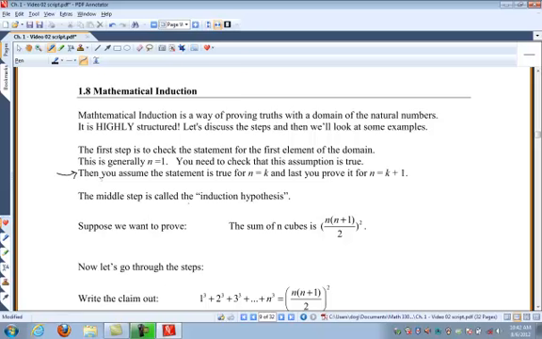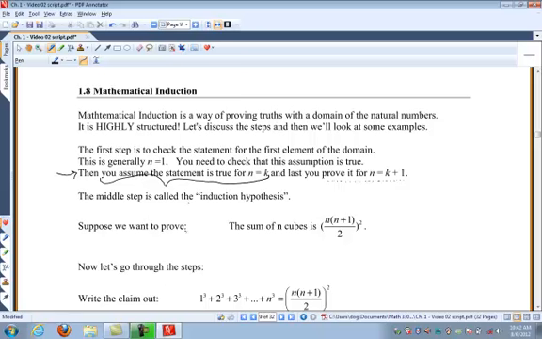Now this part right here, this is called the induction hypothesis. It's an incredibly important step, and I will be emphasizing it as we go along. And this is where you do all your work. You prove it for the next sequence element, k plus 1.